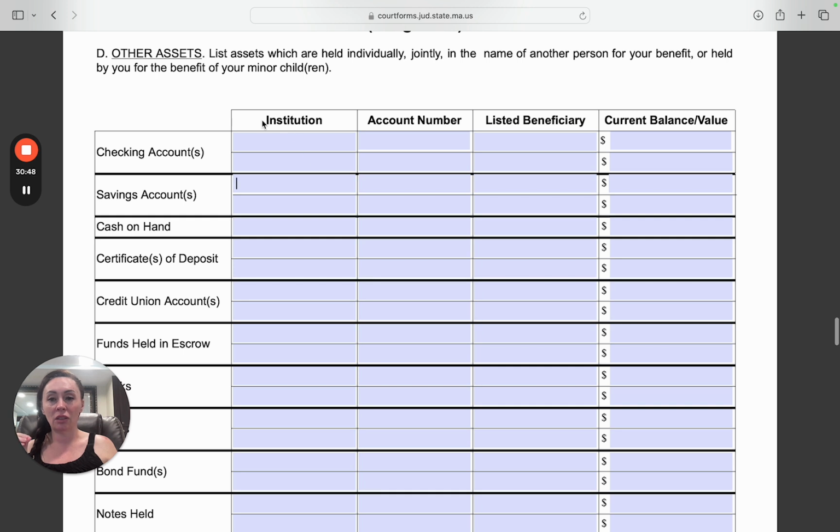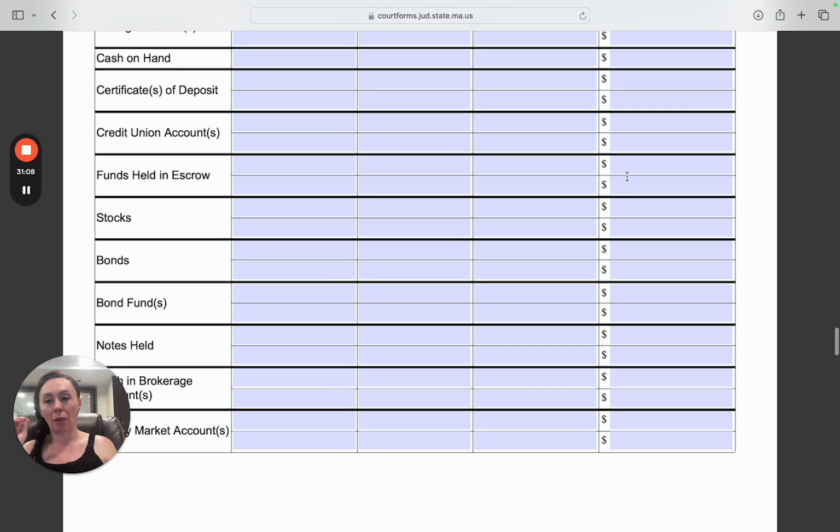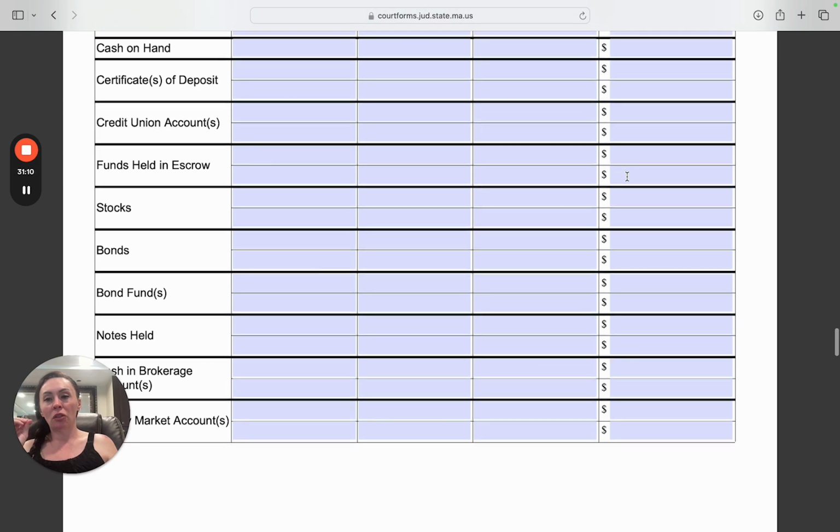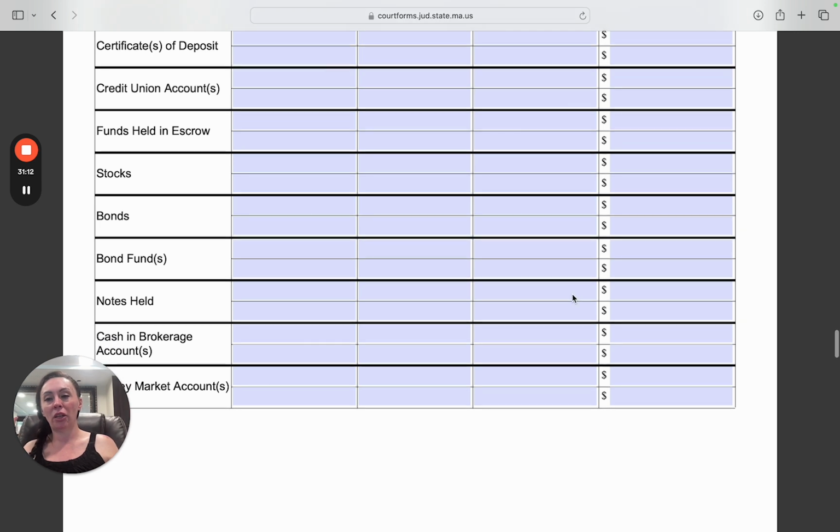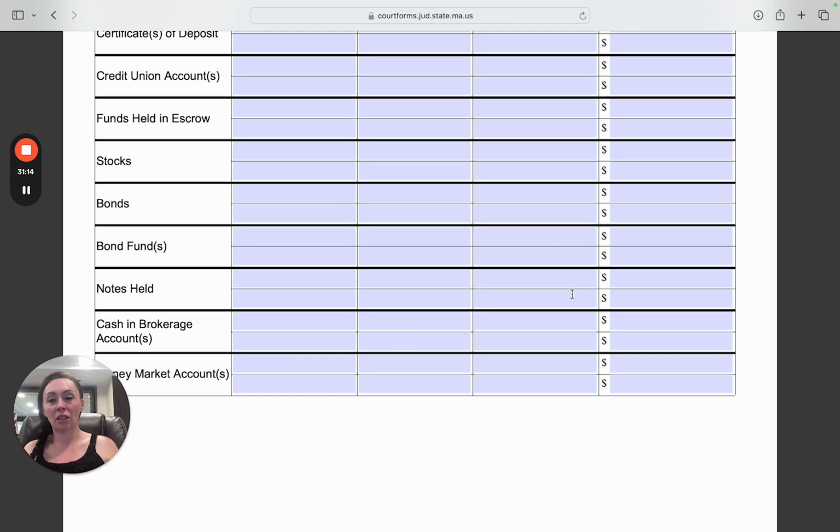You've got to be listing the institution, which is another name for the bank. The account number. Do not put the complete account number on your financial statement. Redact out everything except the last 4 digits. You're going to write the listed beneficiary on the account, if any, and again, the current balance, like I had mentioned.